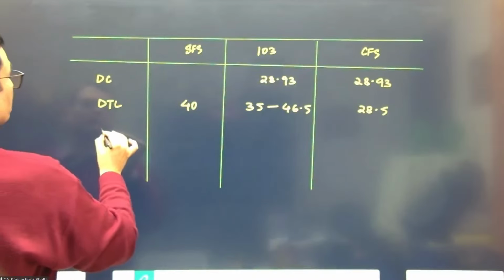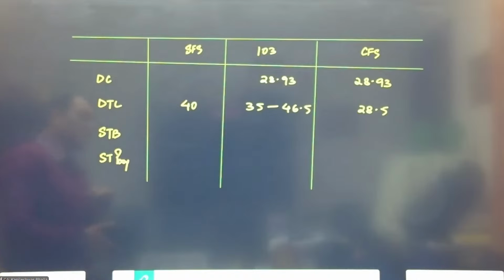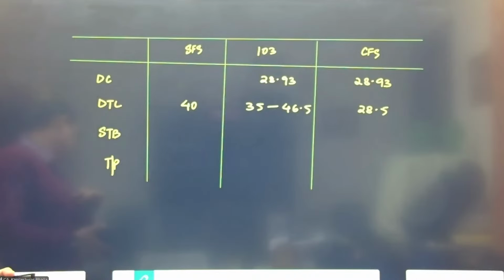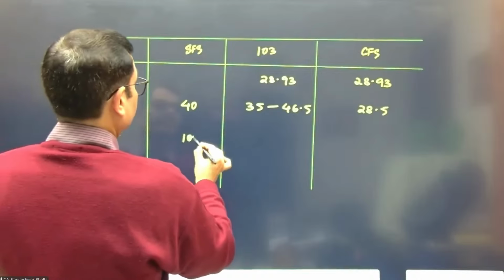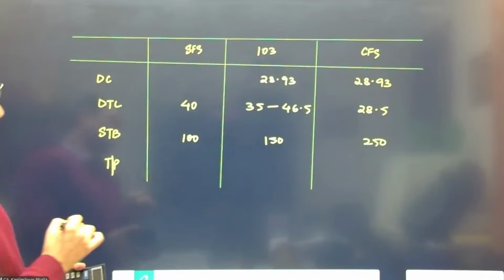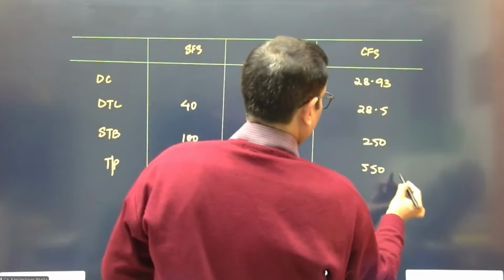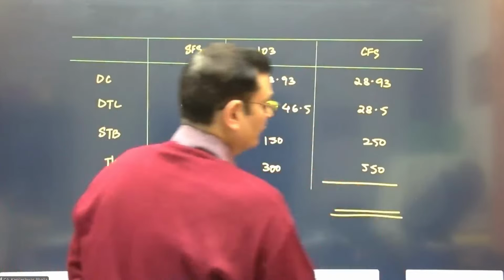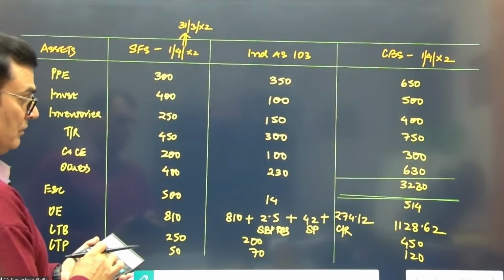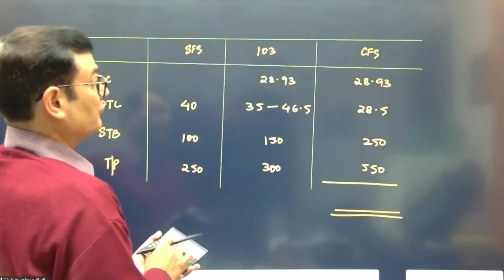Then I guess we're given the short-term borrowings and the short-term payable, the trade payables. So short-term borrowings is 100 and 150. This comes to 250. Then there is trade payable 250 and 300. That works out at 550. Hopefully the balance sheet should agree. 514, 1128.62, 250, 120, 28.93.